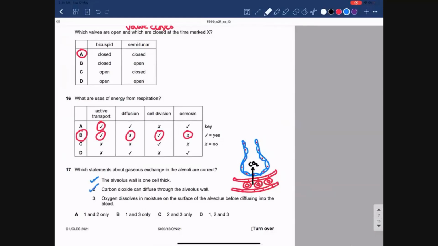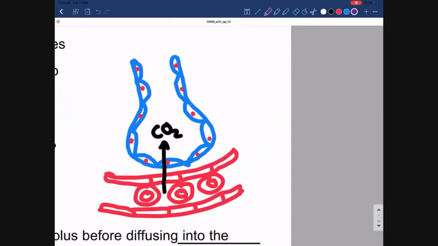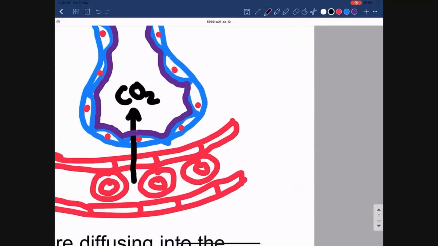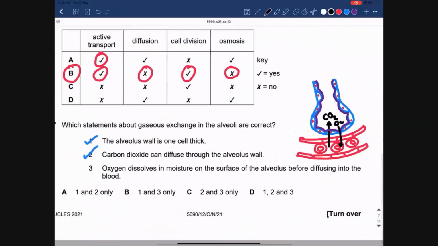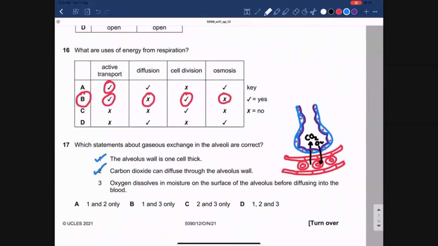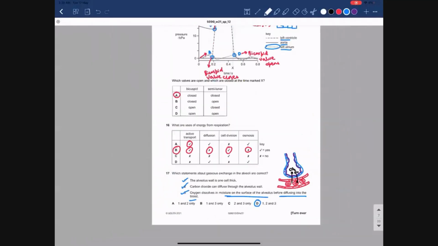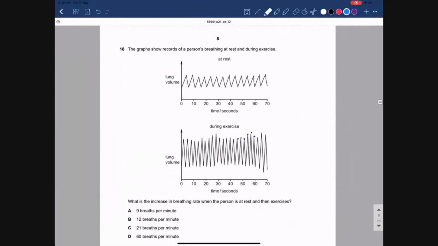This is true. And also note that there's a film of moisture around the wall of the alveolus. This moisture is basically water and some other compounds. So whenever oxygen diffuses from the alveolus to the blood, it dissolves in this moisture and then proceeds. So the last statement is oxygen dissolves in the moisture on the surface of the alveolus before diffusing into the blood. So this statement is also true. The answer is 1, 2, and 3, D. Okay, let's move on to MCQ number 18.